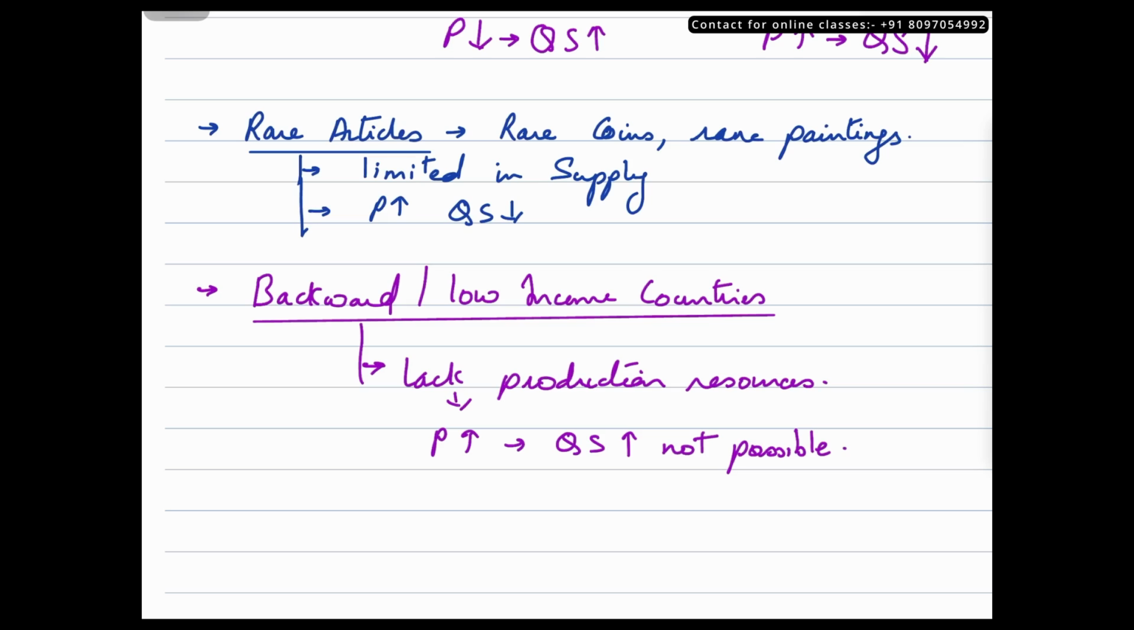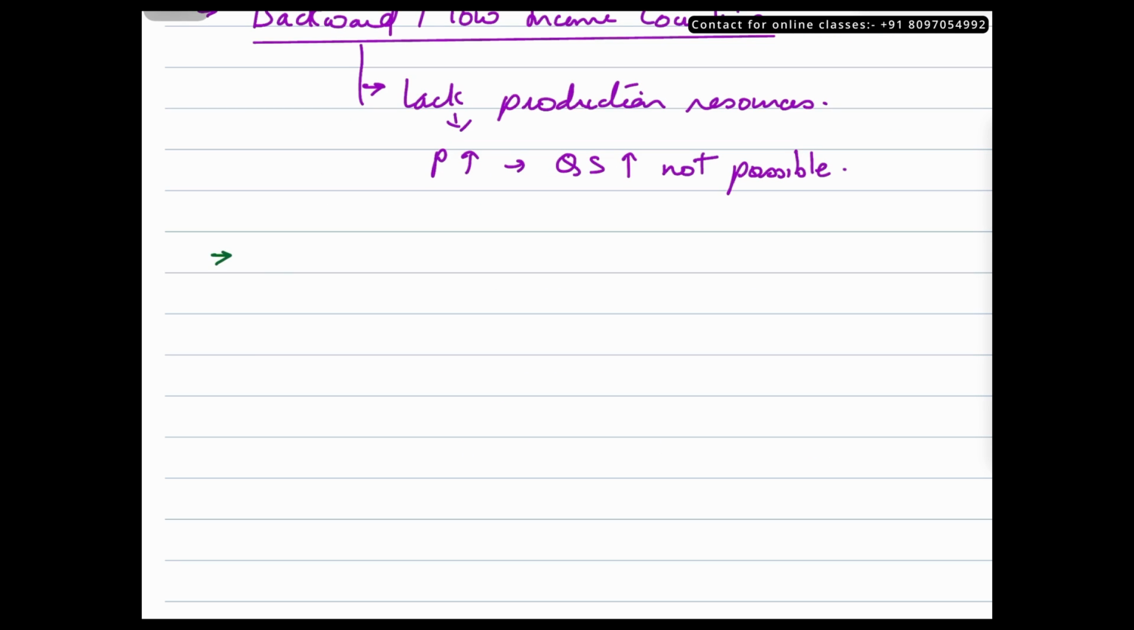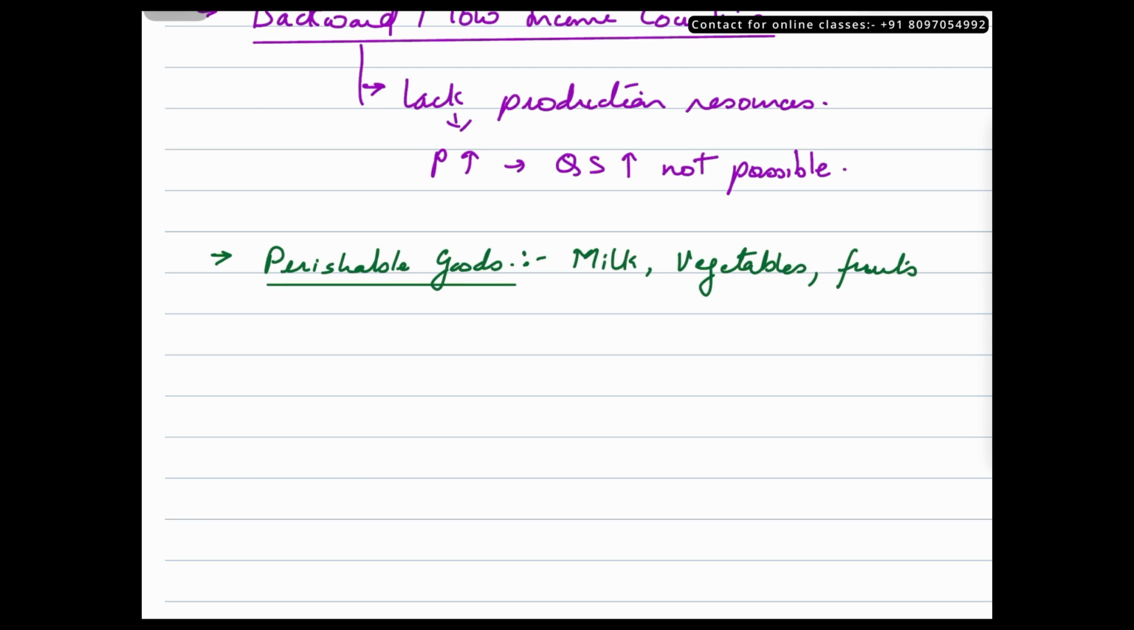Let's continue with the next scenario. The next scenario is perishable goods. What do we mean by perishable goods? So I don't have to explain them. However, I don't mind supplementing you with an example or so. So perishable goods could be in the form of milk, vegetables, fruits, and I'm sure these are enough for you to get an idea of what perishable goods could be.